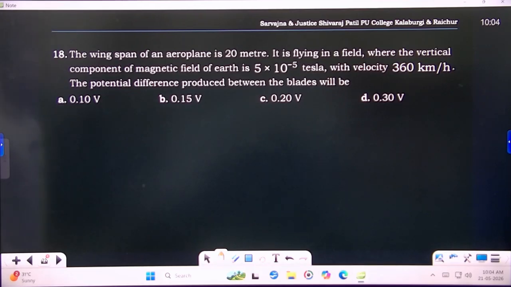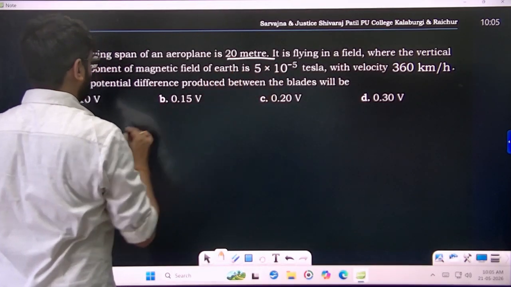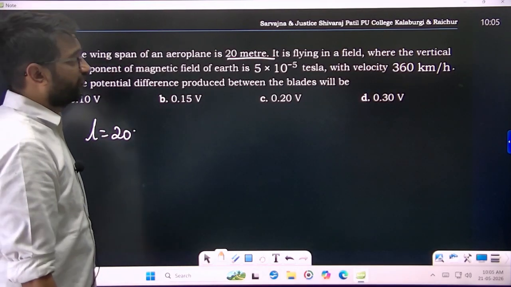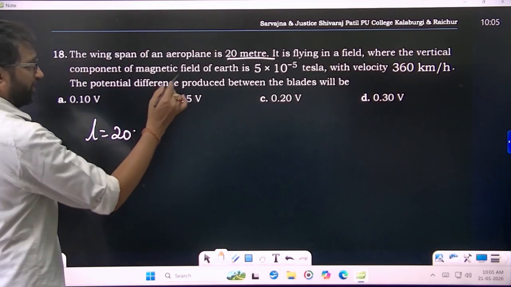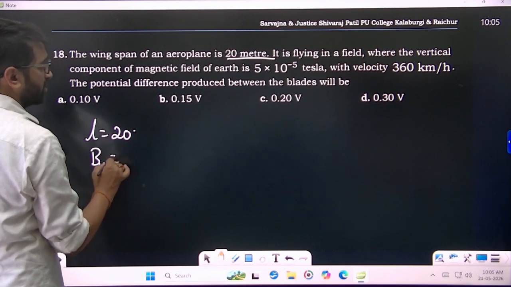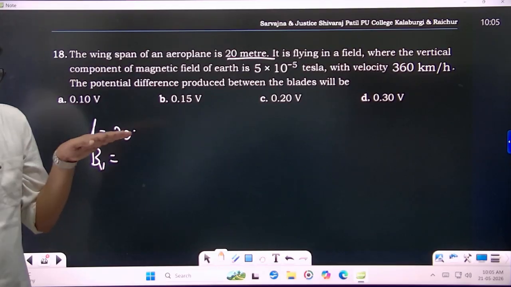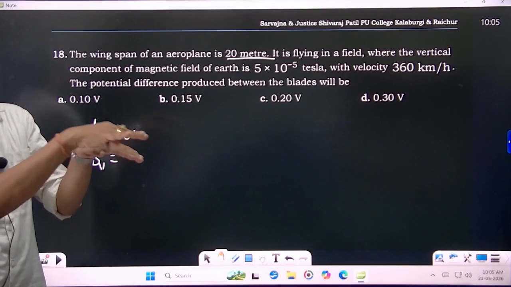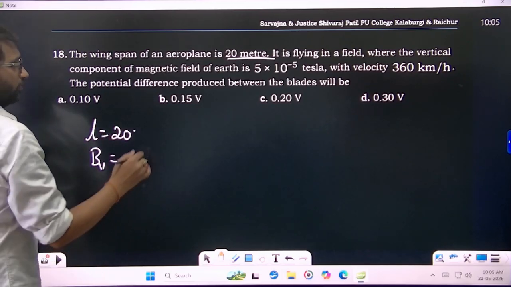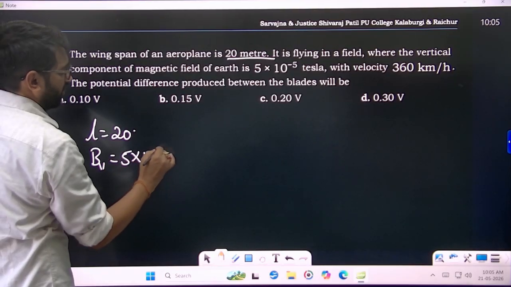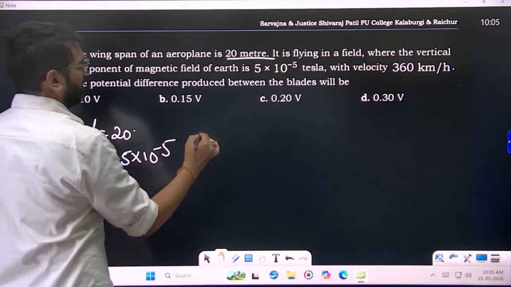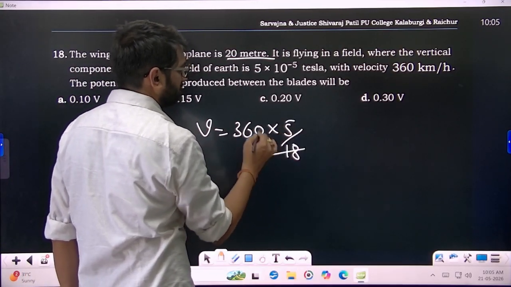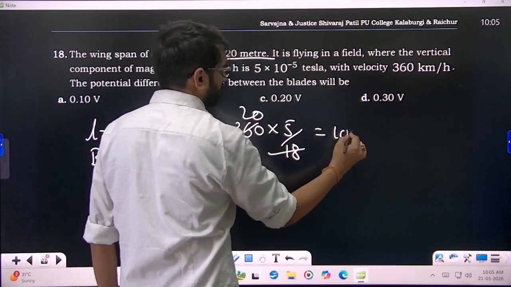The wingspan of an aeroplane is 20 meters. So length is equal to 20 meters. It is flying in a field where the vertical component of magnetic field BV is equal to, these are the wings of the aeroplane and vertical component. So the field and the length are perpendicular. So 5 into 10 to the power of minus 5. Moving with a velocity 360 kmph, 360 into 5 by 18. This is 20, so this is 100.